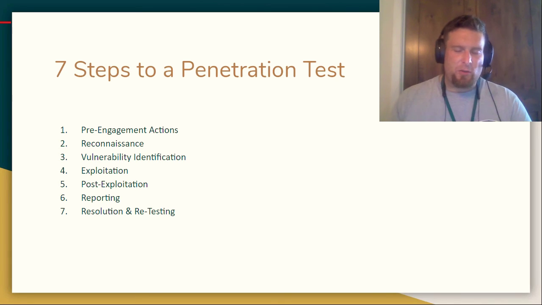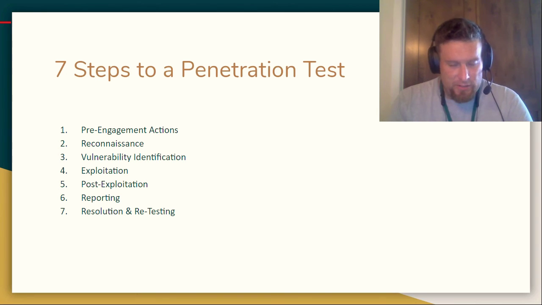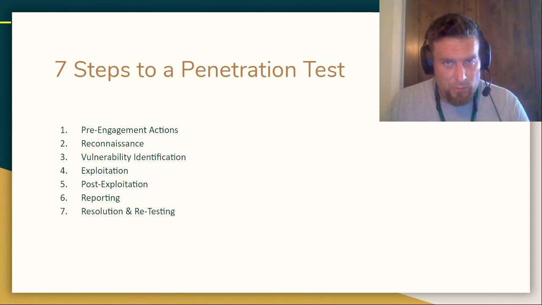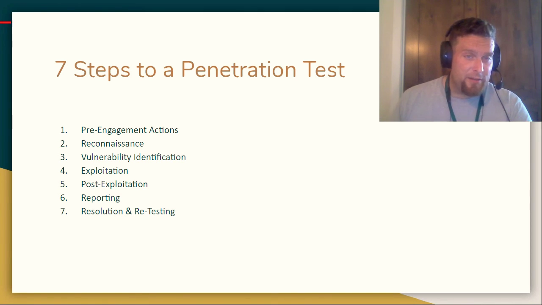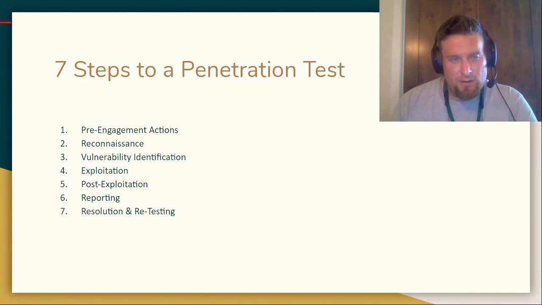Resolution and retesting. After you report this to them, they should fix the vulnerabilities. And after they've supposedly patched the vulnerabilities, you're going to want to do this all over again, and hopefully they patched the areas where you were able to get in. And that's it. Those are all the 7 steps of a penetration test. You can really do this and make some good money, and it's not that hard. We're going to go through all of the steps shortly.